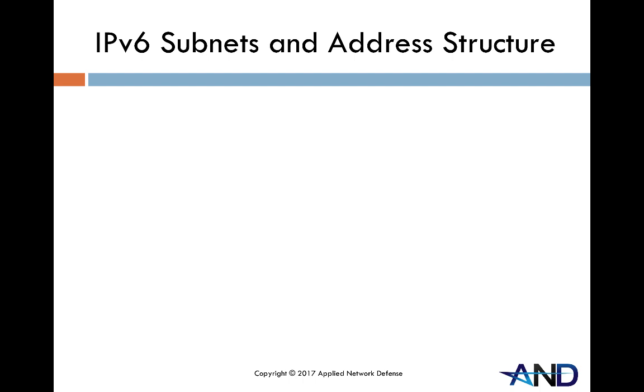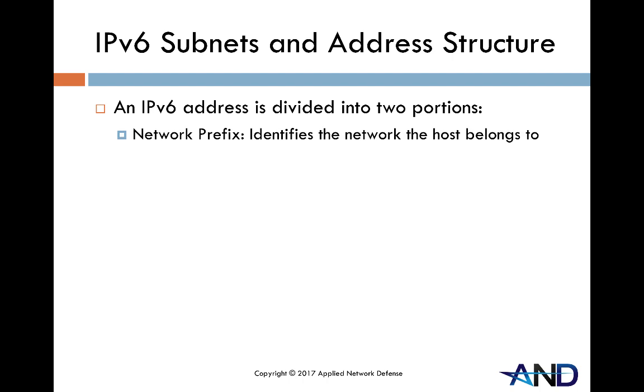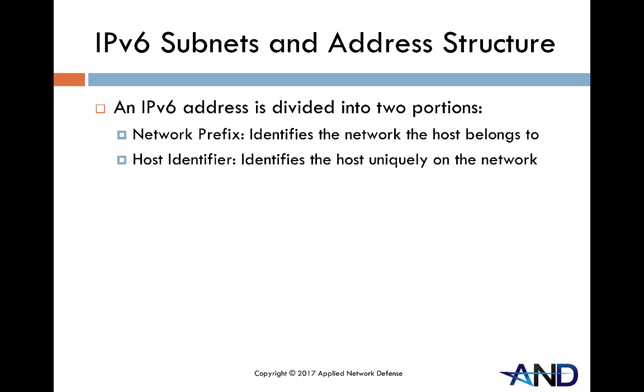Now, with IPv6, we still have the concept of subnet. So that's important to consider, is that an IPv6 address, just like an IPv4 address, is divided into a network and host portion. Now, they actually have different names here. The network portion is often called the network prefix, which identifies the network the host belongs to. And the host portion is called the host identifier, which identifies the host uniquely on the network.